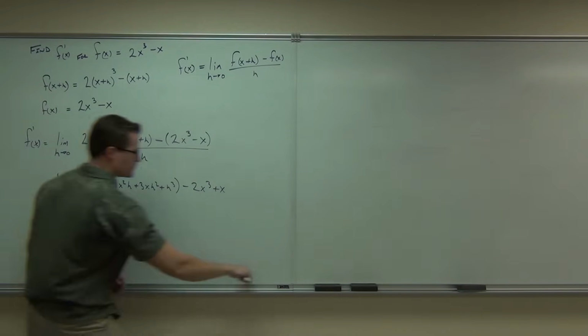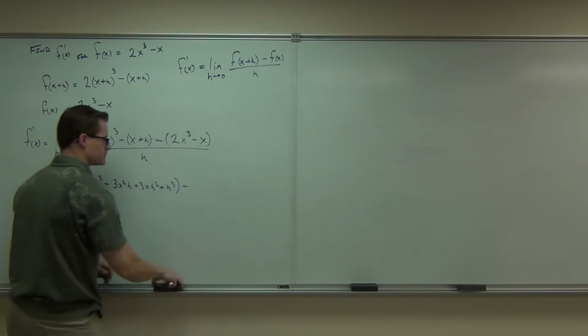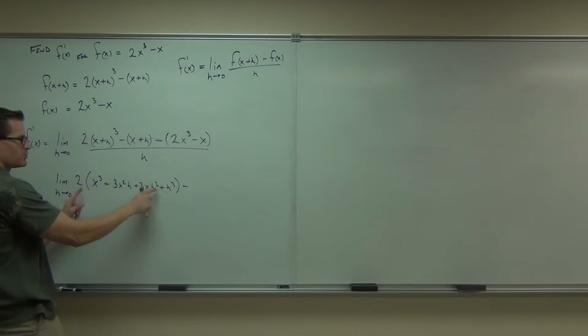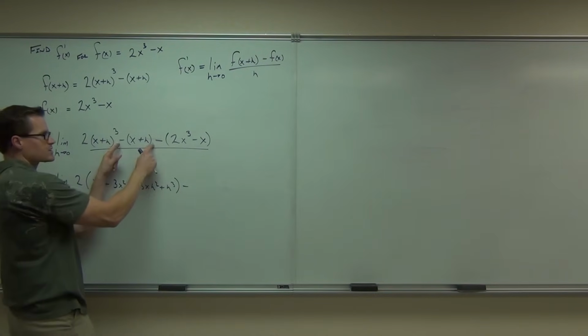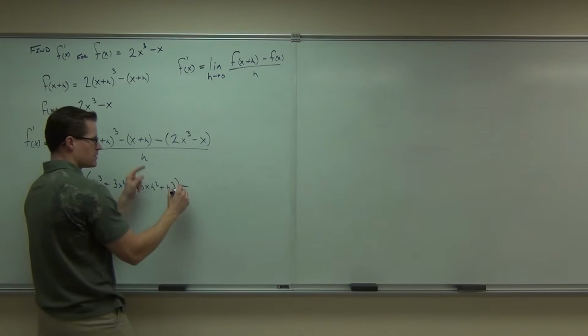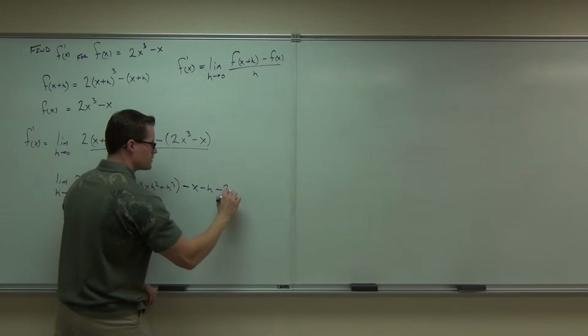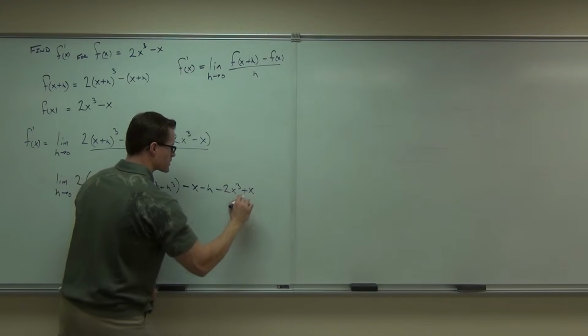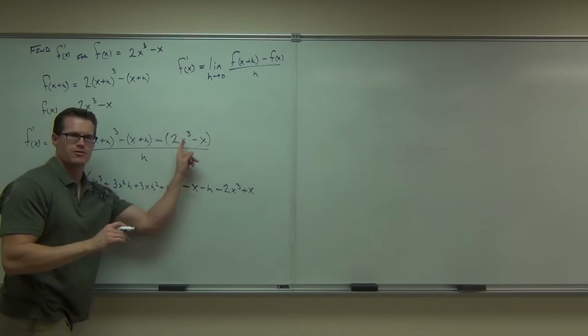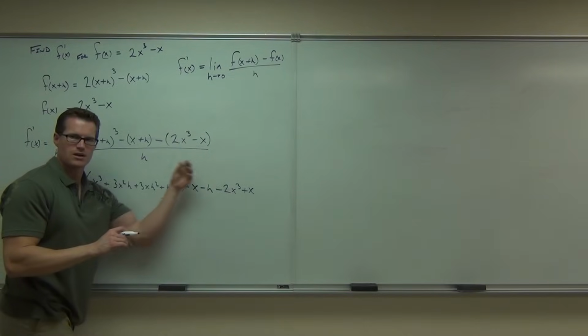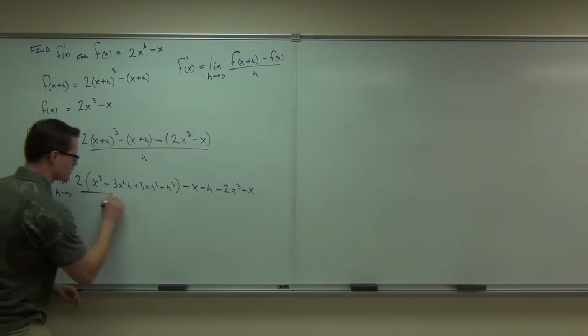Oh, no, I forgot something. So I've just done this little part. That's all I've done. What's that going to be when I'm done with that? Minus x minus h. Okay. And then minus 2x cubed and plus x. You see where the plus x is coming from at the very end. Minus and negative, we're going to be adding that ultimately.